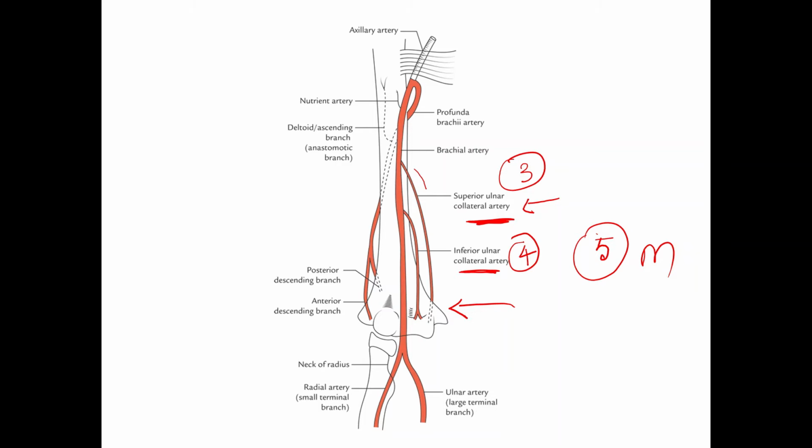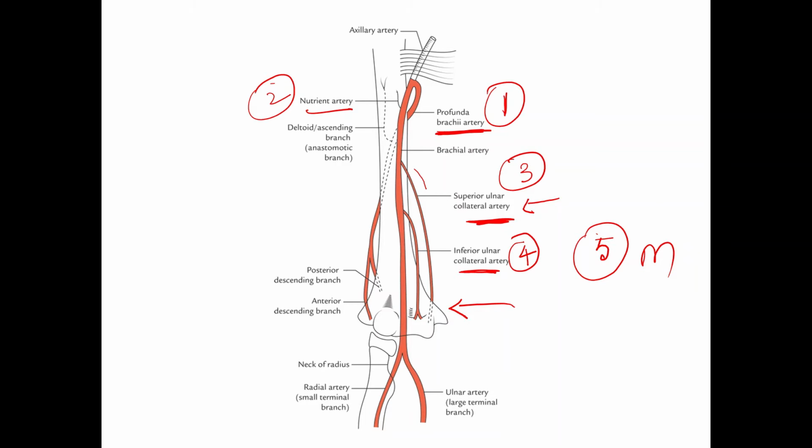I repeat, the branches of the brachial artery are: number 1 is the profunda brachii artery, which is the first and the largest branch. This artery runs backward, accompanied by the radial nerve along the posterior surface of the radial groove and supplies the posterior compartment. The second branch is the nutrient artery, which, once it arises from the brachial artery, pierces the nutrient foramen to supply the humerus.